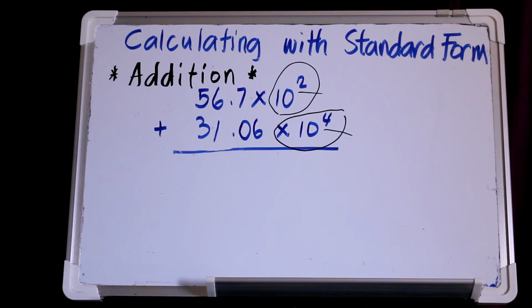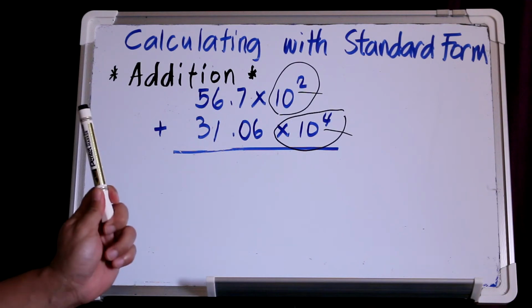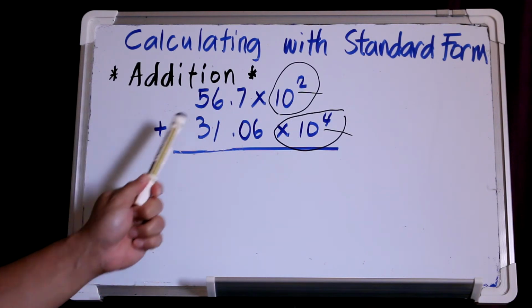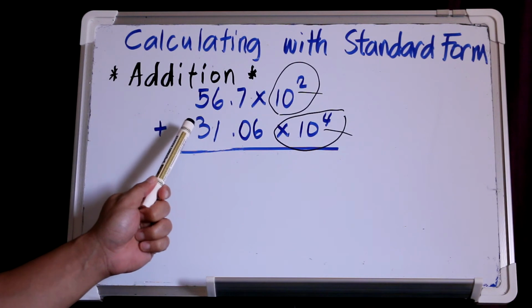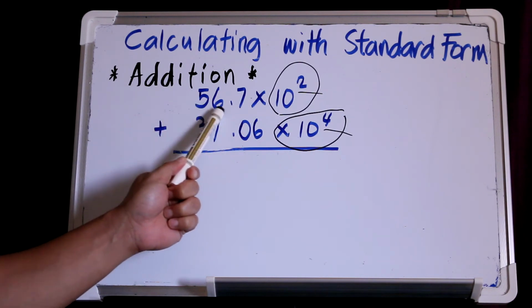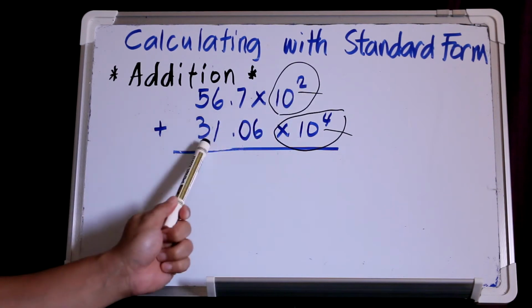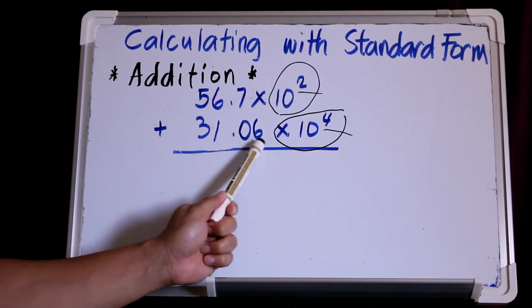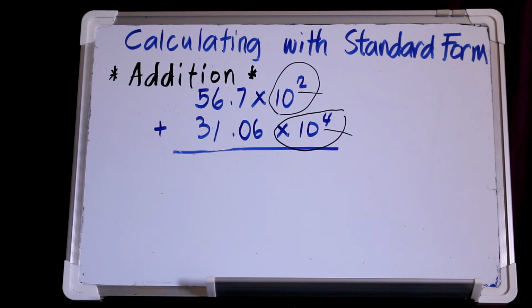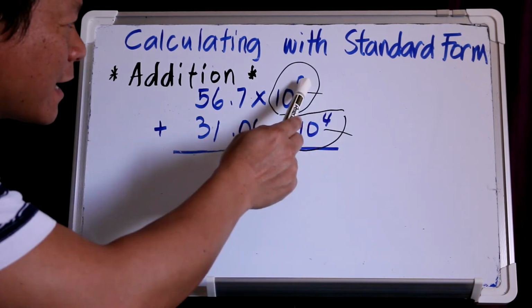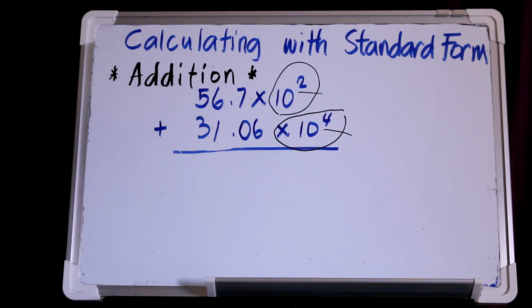How to add numbers with standard index form. If you look at the numbers we have here on the board, we have 56.7 times 10 to the power of 2 and 31.06 times 10 to the power of 4. The index has different powers.